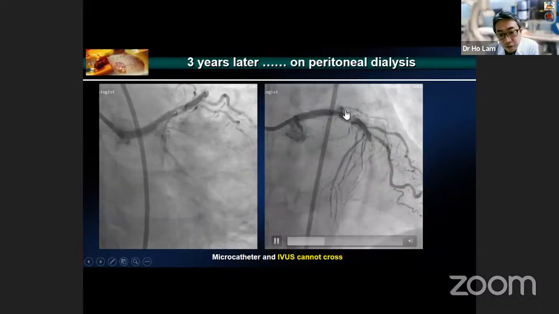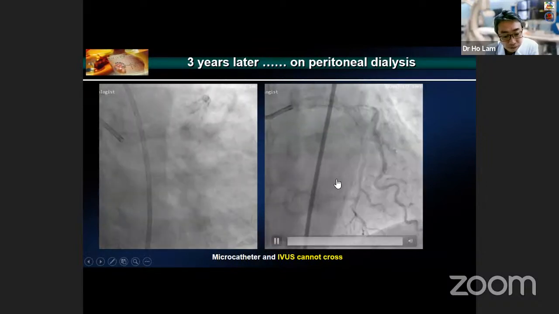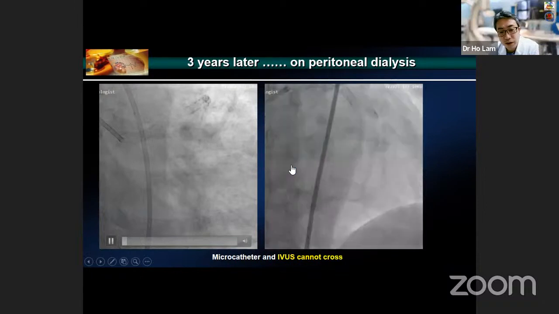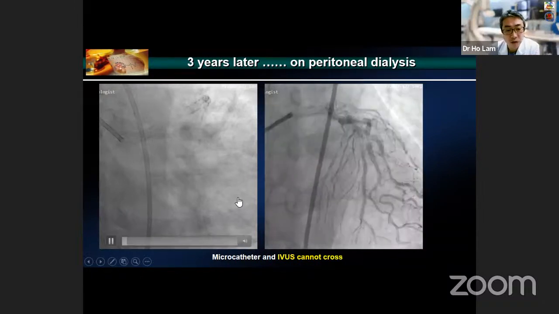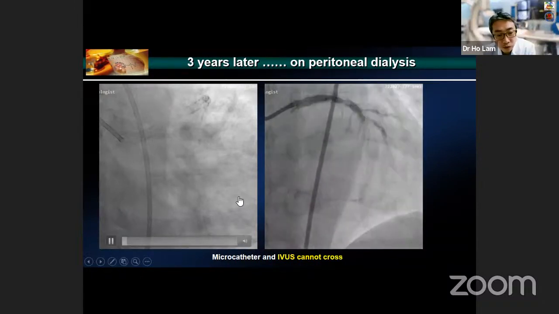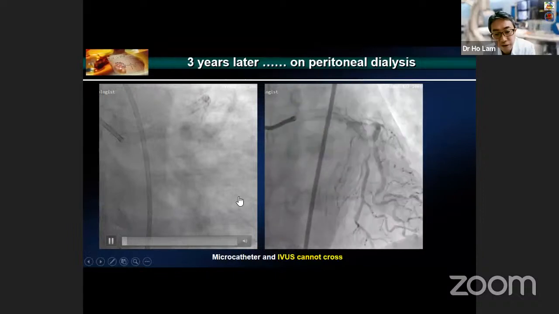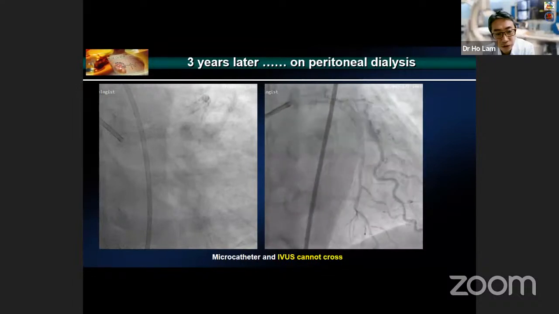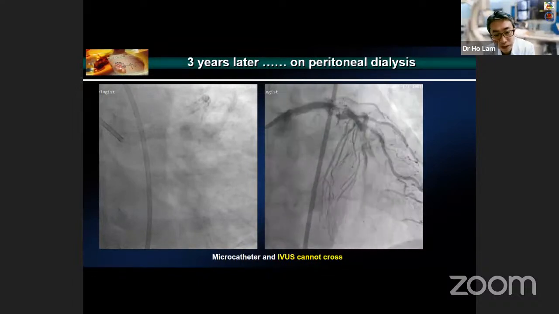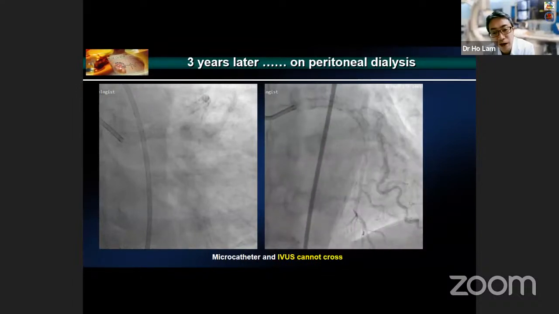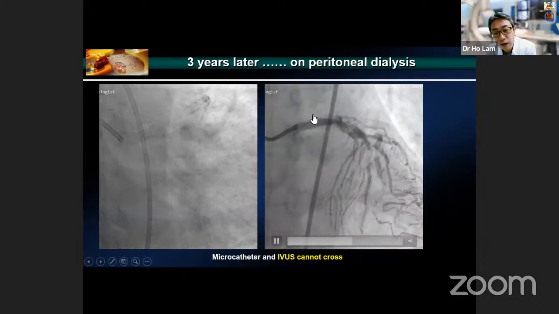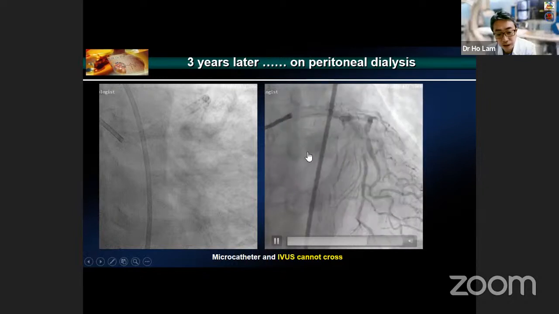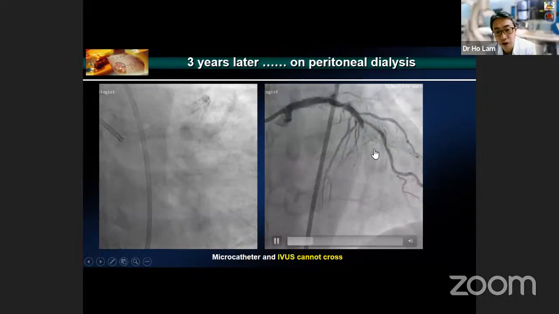The vessel was heavily calcified. I would like to talk about something that is really real life. Like Dr. Lucio mentioned, not every patient has IVUS or OCT intravascular imaging. Although this is an intravascular imaging webinar, I would like to say that in some situations you really can't use intravascular imaging. Like this case, the microcatheter cannot pass, and IVUS cannot cross as well.